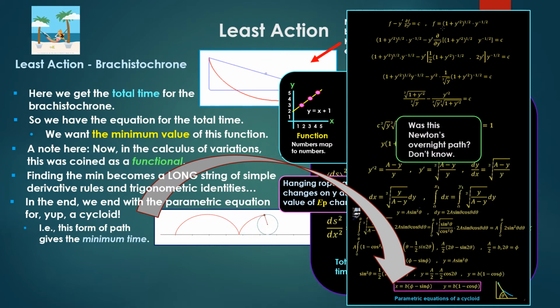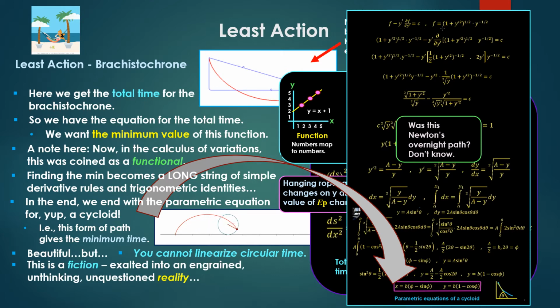Was this Newton's overnight path? Interesting. Ross McGowan didn't know. I don't know, but it would be something like this. Something awesome, no doubt about it. In one night, it took Bernoulli a couple of weeks to figure this out. So this is all beautiful, but you cannot linearize circular time. This is all built on this fiction, exalted into an ingrained, unthinking, unquestioned reality.